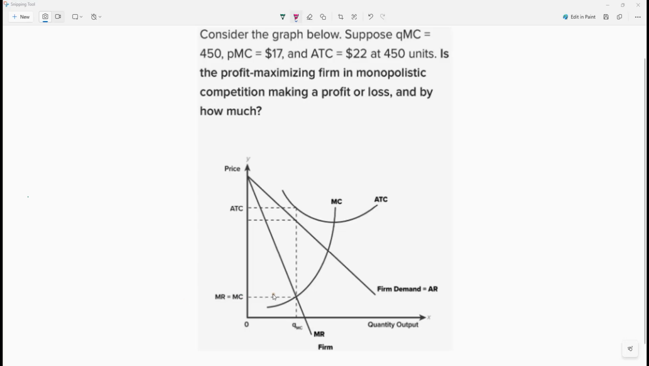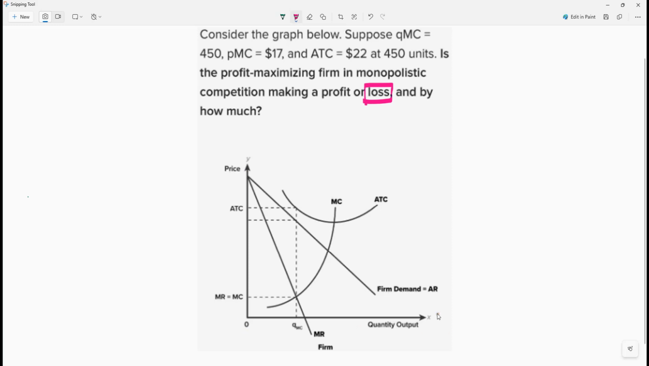In this video, we're going to look at this monopolistically competitive firm graph and figure out if they're making a profit or loss. And it's actually pretty easy. They are making a loss. Anytime that average total cost is above any spot on the demand curve, they're making a loss, or suffering a loss, however you want to say that.